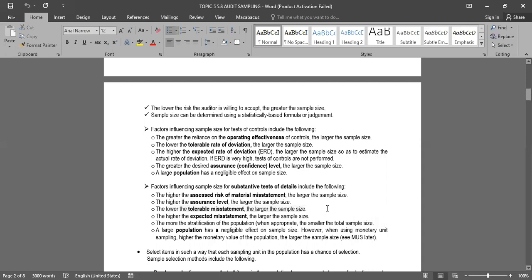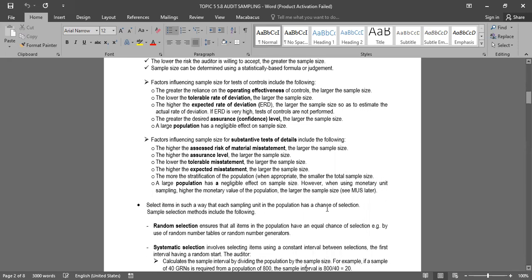So where were we? Yes, I was saying that the population size is not supposed to influence your sample size. Don't say that because there are only 10, then I'm going to sample maybe 2 or 1 or 9. No, you don't sample based on the population. The population really has a minimum effect on your sample size. Sample size is supposed to be based on what we just looked at: how you want to rely on your controls, what's your tolerable rate of deviation, what's your expected rate of deviation, what's your confidence or assurance level. It's what we depend on, not on the size of the population.